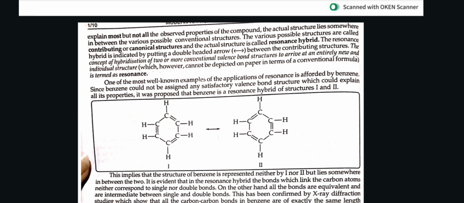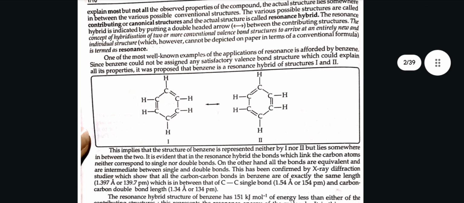The concept of hybridization of two or more conventional valence bond structures to arrive at an entirely new and individual structure, which however can be depicted on paper in terms of a conventional formula, is termed resonance. One of the most well-known examples of the application of resonance is afforded by benzene, since benzene could not be assigned any satisfactory valence bond structure which could explain all its properties.